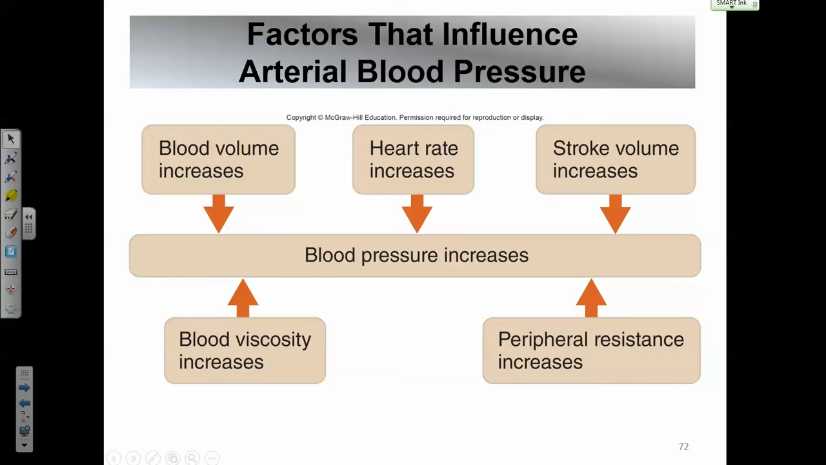Also, if the blood vessel wall gets thicker, like it does with a buildup of fat in the wall of the blood vessel called atherosclerosis, which can happen with aging, that increases the peripheral resistance, which affects blood pressure. Okay. And elevated blood pressure over time wears out the heart. Okay.